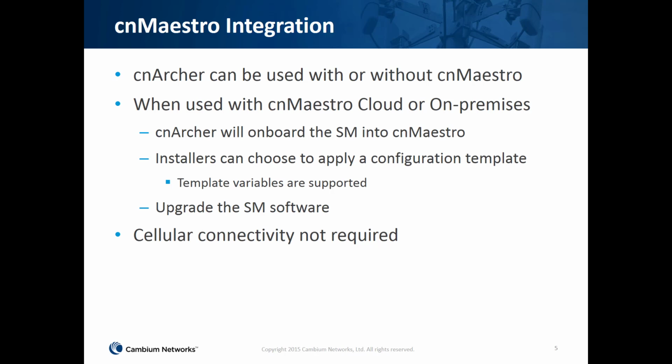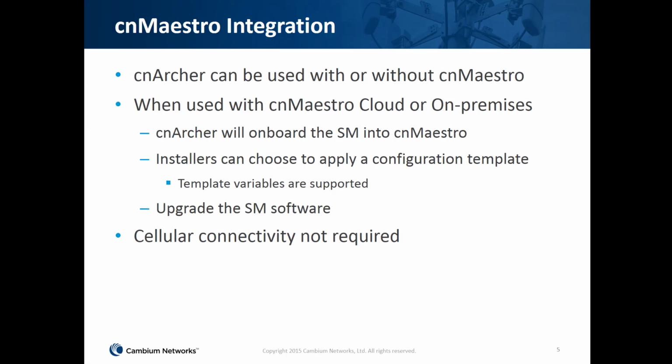And one last detail is that by its default operation, CnArcher does not require cellular connectivity to work. At the beginning of the workflow, the app talks exclusively to the subscriber module, and then once the SM is attached to the network and can pass user traffic, the app switches over and talks to cnMaestro for the final configuration and onboarding.